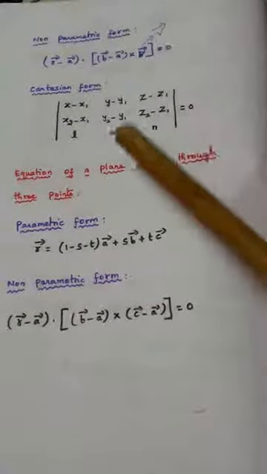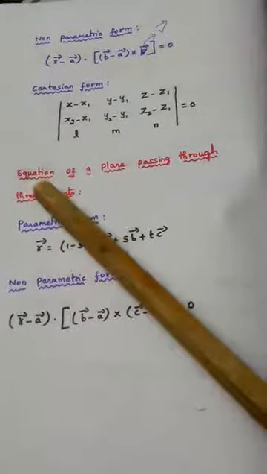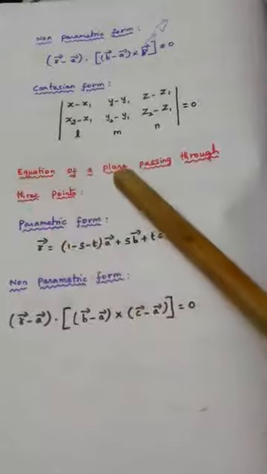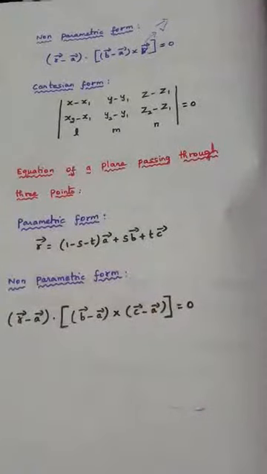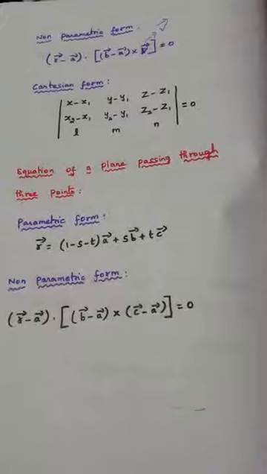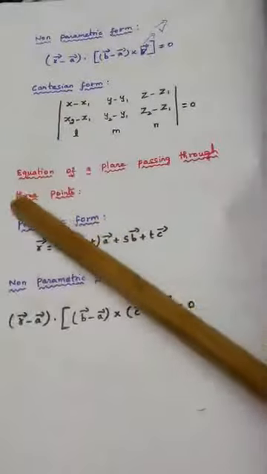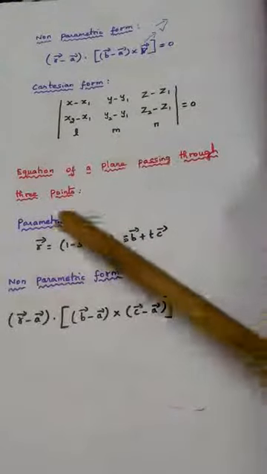Similarly, we will go for the next heading. I said totally 3 headings we have. The third one is equation of a plane passing through 3 points. The first heading has 1 point but 2 parallel vectors, the second heading has 2 points and 1 parallel vector, and the third heading has 3 points and no parallel vector. Here a parallel vector is not given. If we know 3 points, that is enough to write the formula.